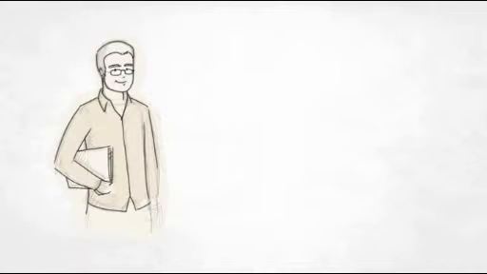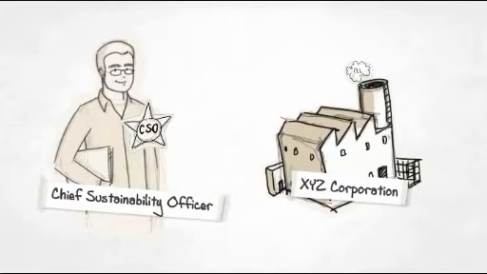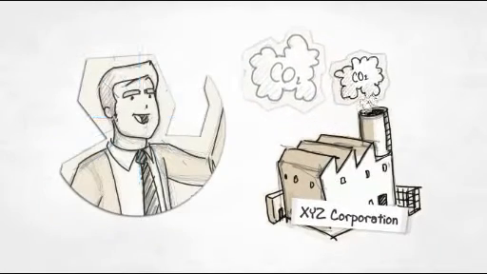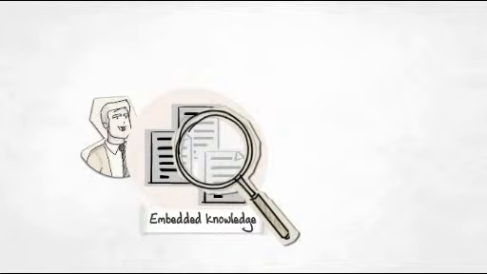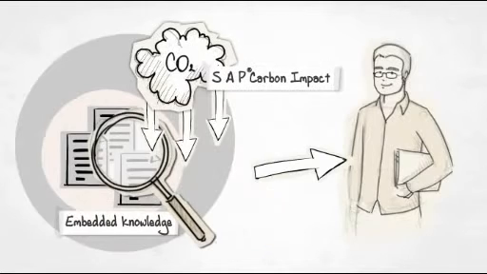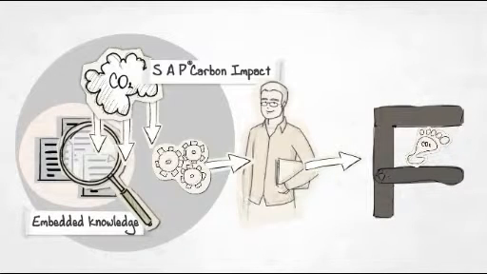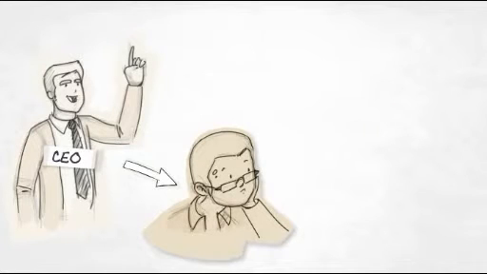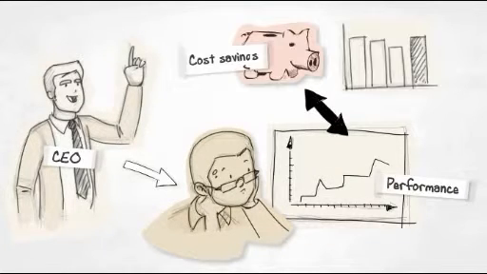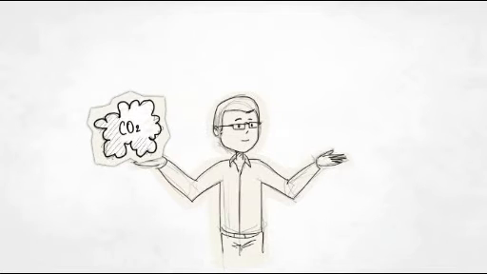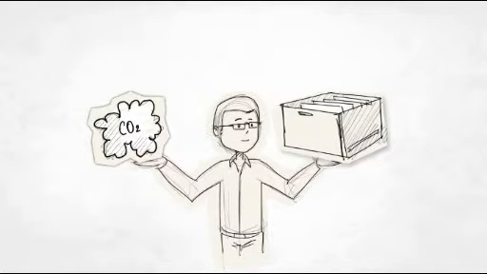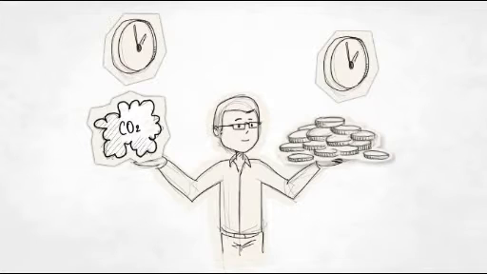Okay, Kyle is still Chief Sustainability Officer at XYZ Corporation, a company which is publicly committed to an energy and carbon reduction goal of 20% by 2015. Let's see how the embedded knowledge and best practices within SAP Carbon Impact helps Kyle profitably reduce his company's energy and carbon footprint. Apart from energy and carbon reduction, the CEO wants to measure Kyle's performance based on the associated cost savings as well. To reach the 20% reduction goal, Kyle needs a well-balanced portfolio of projects with different abatement expectations, investment levels, and time horizons.